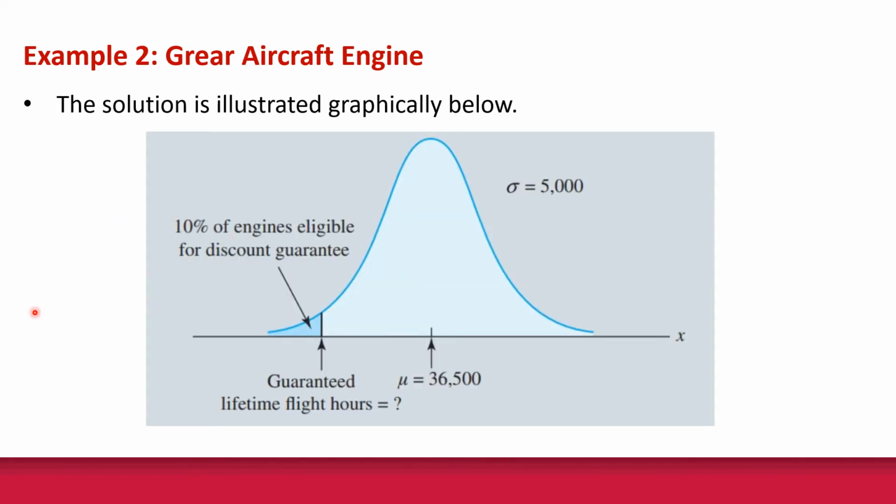So the solution here is illustrated graphically below. In this case, we're actually dealing with the left end tail. So we still have the same normal distribution. It still has the same mean and same standard deviation. Here we want the number that fall in this left tail to be no more than 10% of the engines that are eligible for this discount. So here we do sort of the same thing, except we select the left tail.